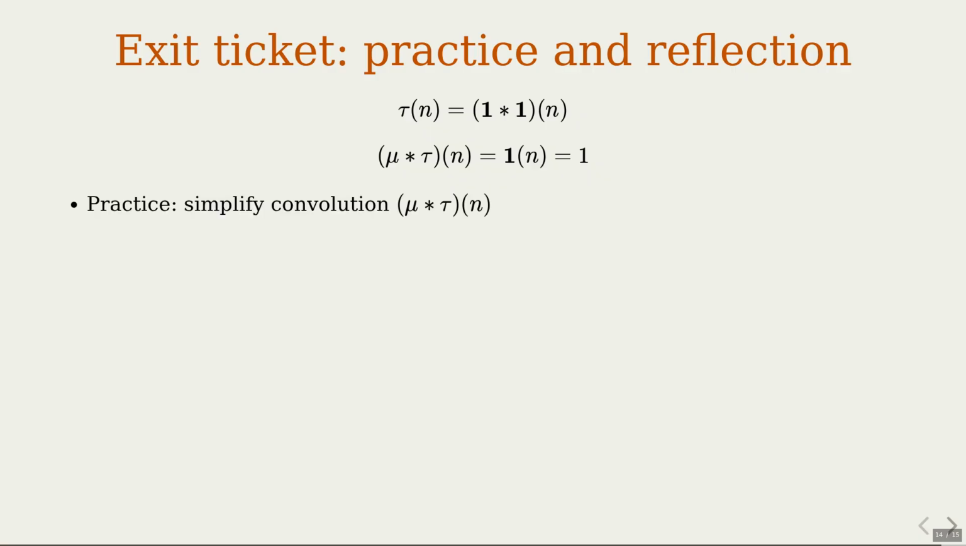Start by writing tau as 1 convolved with 1, then regroup mu star tau as mu star 1, all of that star 1. So mu star tau is mu star 1, which is the identity function star 1, giving just the constant 1 function, meaning the answer is 1 for every n.